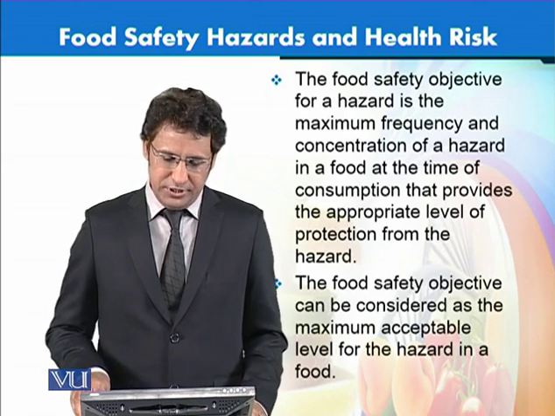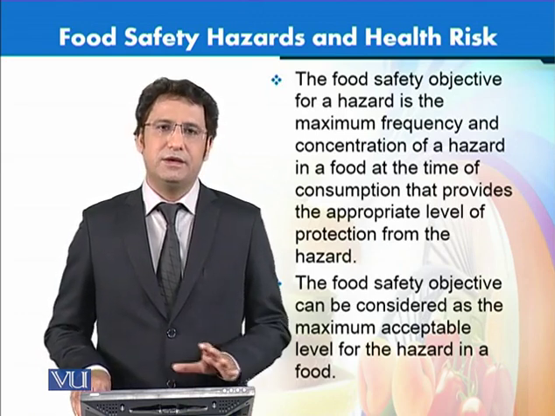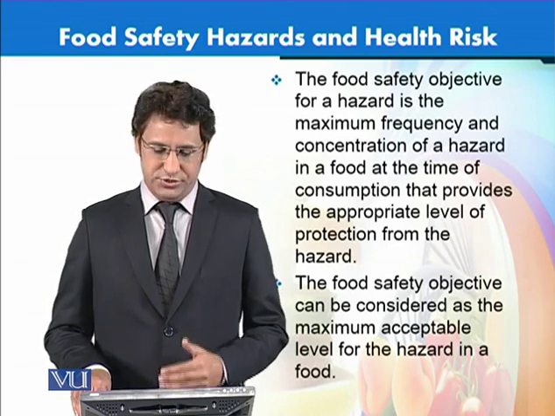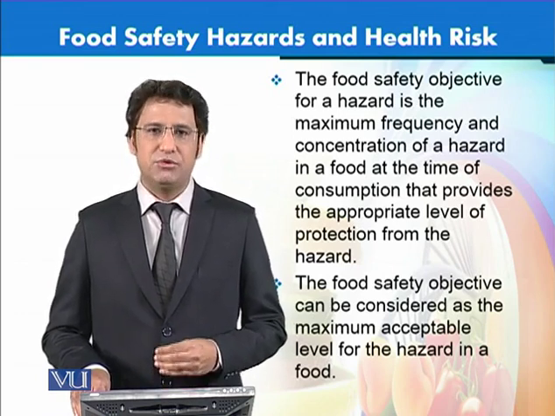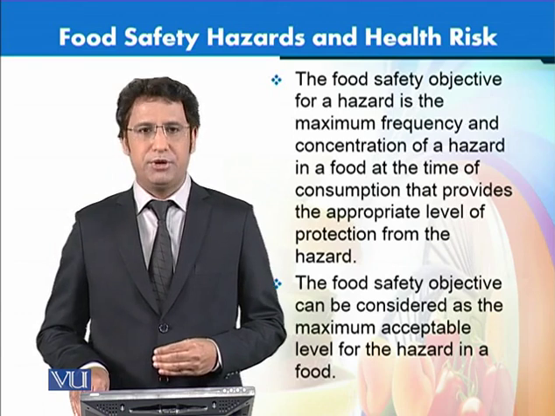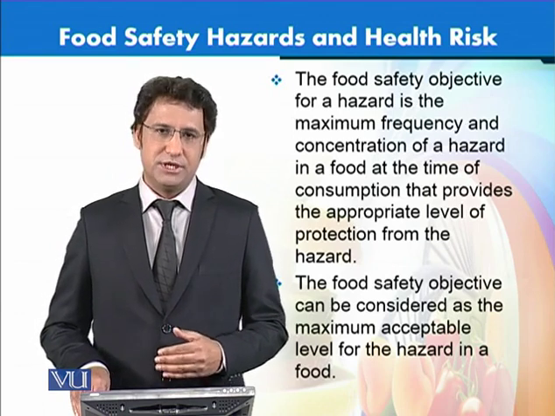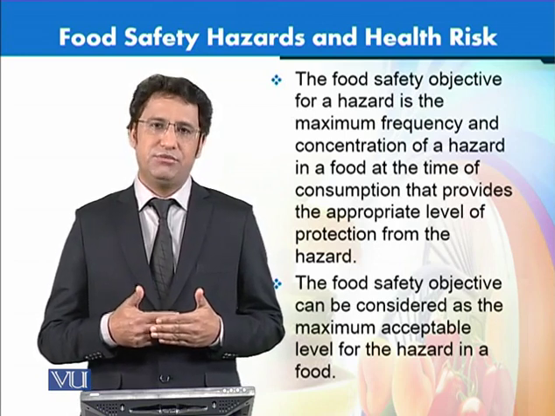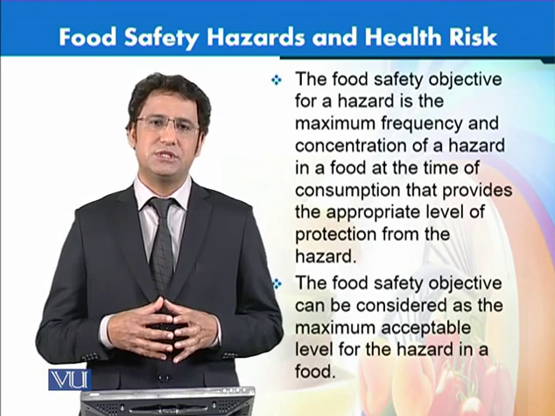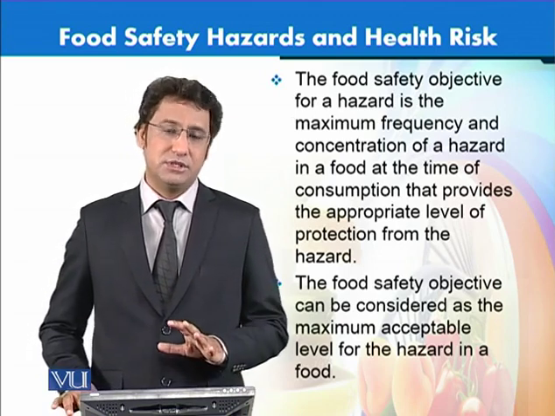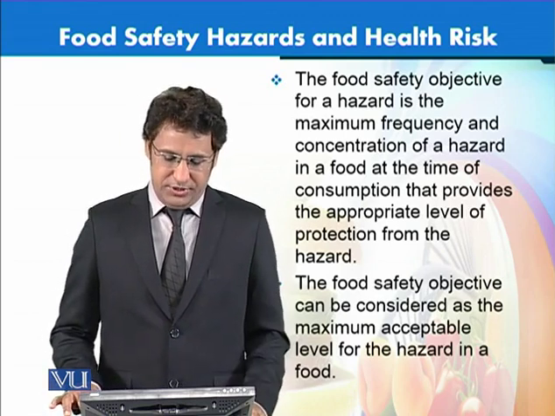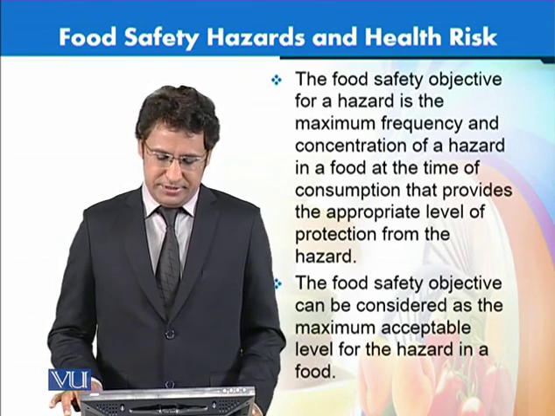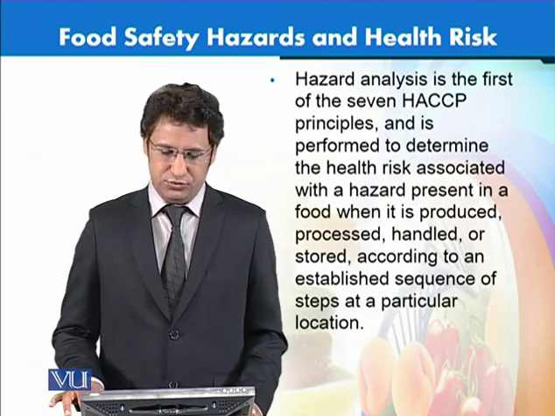The food safety objective is basically the maximum frequency and concentration of a hazard in a food at the time of consumption that provides the appropriate level of protection from the hazard. In this objective we define the concentration and the frequency at the time of consumption at which it does not cause harm. In other words, we can say that this is the maximum acceptable level of a hazard in the food.